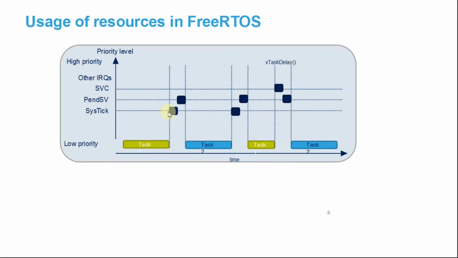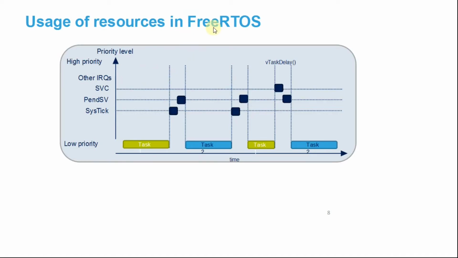After the 1 millisecond expires, it will also generate another 1 millisecond time slice. This is what I called a time slice. For this time slicing, or to generate the equal intervals of time slices, we will use the SysTick timer. Then we have a PendSV, and we have SVC and other IRQs. As I explained in the previous slide, we need these resources to execute the FreeRTOS applications.